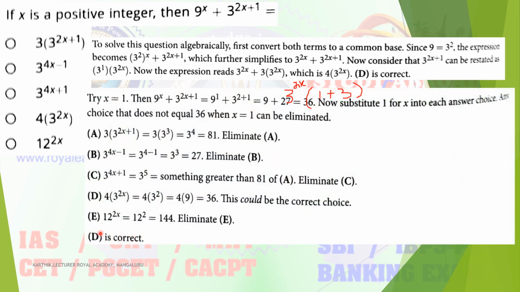So one more way you can derive this, find out this answer. So just try x is equal to 1. Okay, x is equal to 1. So just substitute here x is equal to 1, you will get one answer. While substituting x is equal to 1, you will get answer 36.